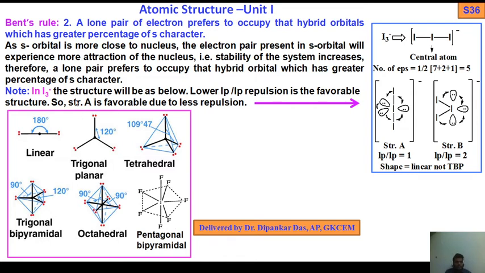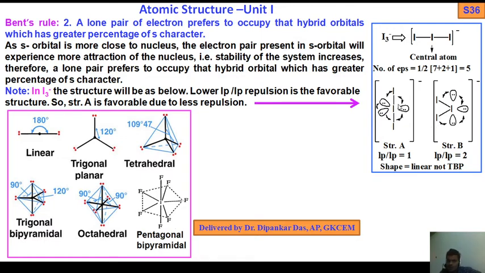Now, in the case of I3 minus, the structure will be as below. On the right hand side, lower LP repulsion is the favorable structure. So structure A is favorable due to less repulsion. How? Because I3 minus you can write by arranging one iodine with two adjacent iodines by two covalent bonds. In this, iodine is the central atom, so 7 plus 2 halogen atoms plus 1, that is 5 electron pairs. So this structure will be TBP, trigonal bipyramid, sp3d.